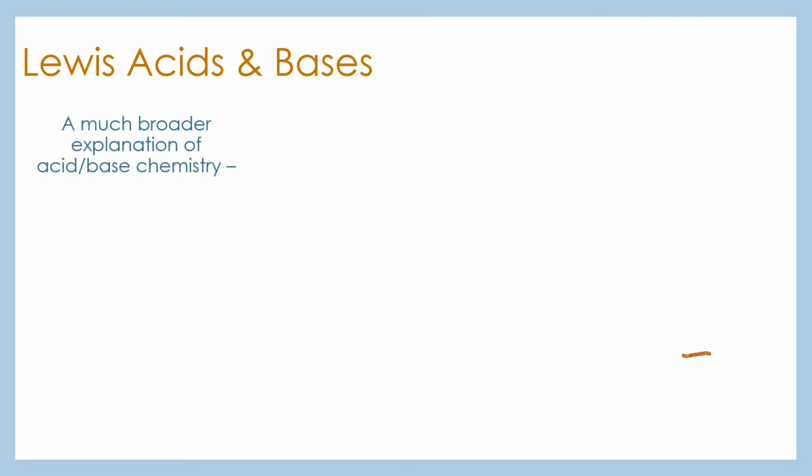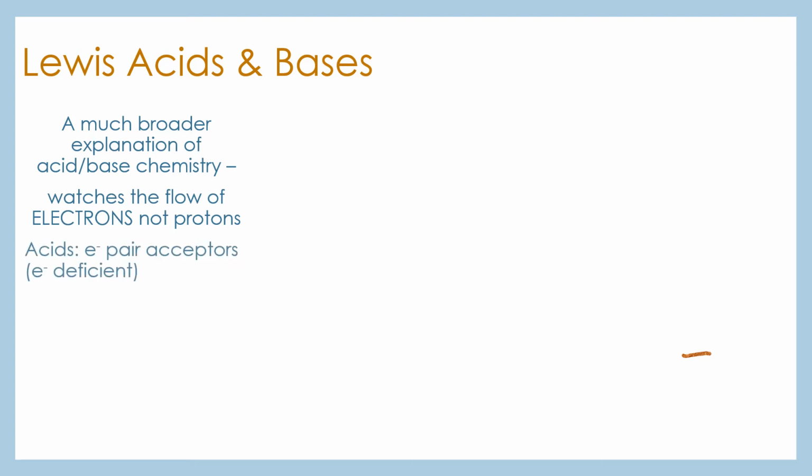Lewis acids and bases include Bronsted-Lowry acids and bases, but they also provide a much broader explanation of your general acid-base chemistry. The Lewis definition is going to watch the flow of electrons rather than protons. So the definition of a Lewis acid is that it is an electron pair acceptor. So Lewis acids are electron deficient, while our Lewis bases are electron pair donors. They are electron dense or electron rich.